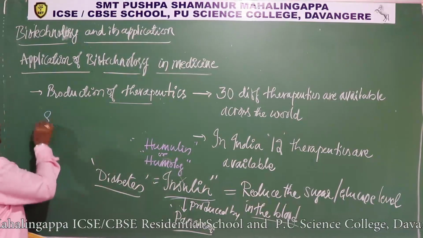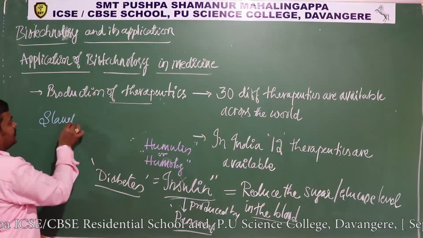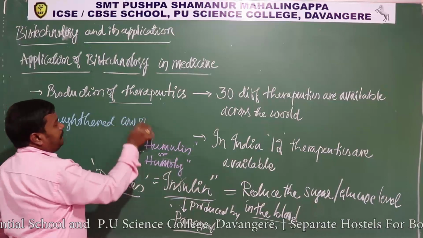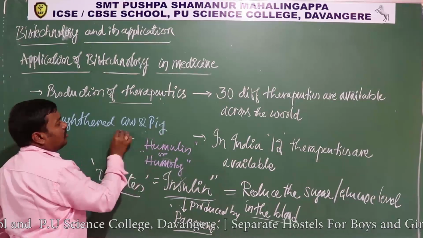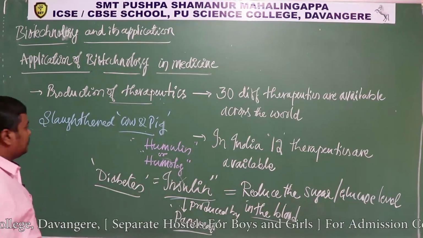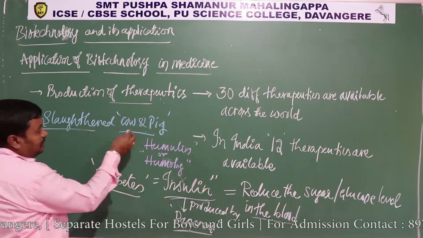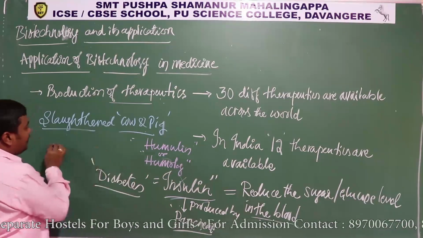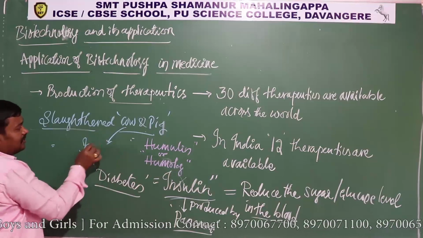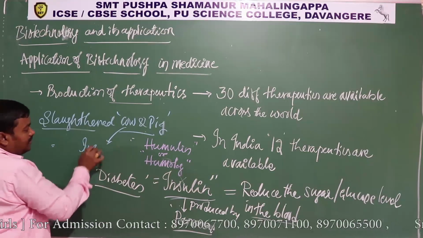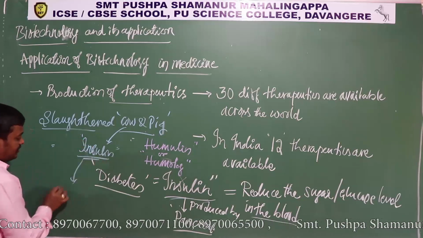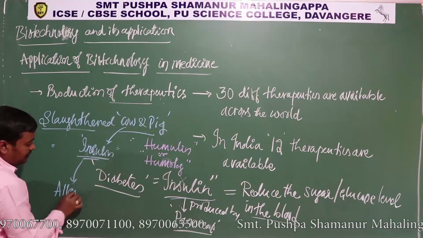slaughtered cows. They produced it by using slaughtered cows and pigs. In slaughterhouses, where cattle are slaughtered, they isolated this insulin from cows and pigs. But this insulin created serious allergic reactions.